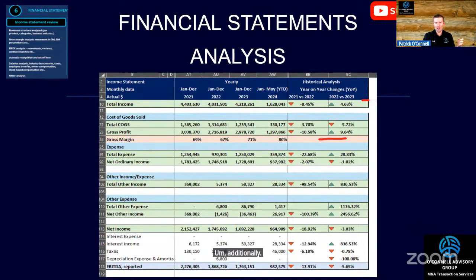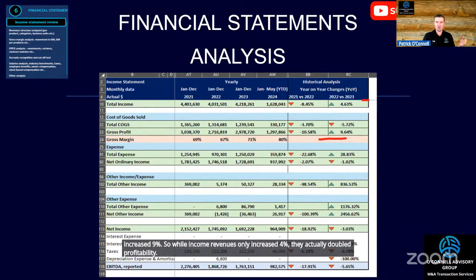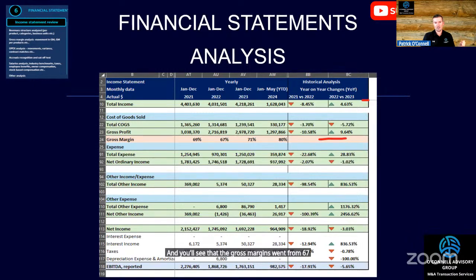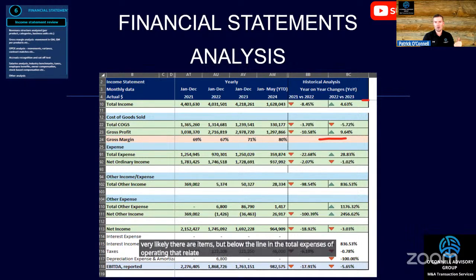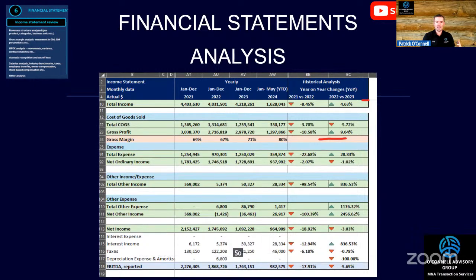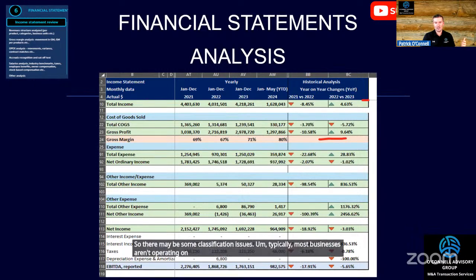Additionally, the gross profit, or the profitability, increased 9%. So while income revenues only increased 4%, they actually doubled profitability. And you'll see that the gross margins went from 67 to 71%, so a couple takeaways from this. When I look at a company like this, gross margins of 70%, very likely there are items below the line in the total expenses of operating that relate to the direct cost of the business. So there may be some classification issues. Typically, most businesses aren't operating on a gross margin basis of 70%.